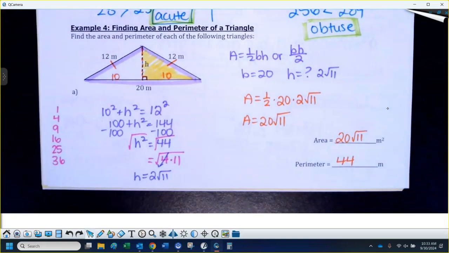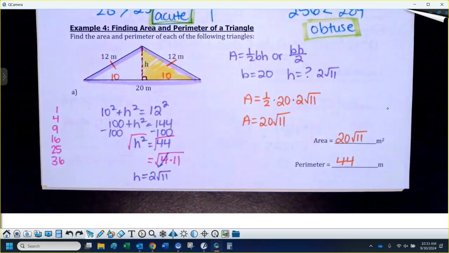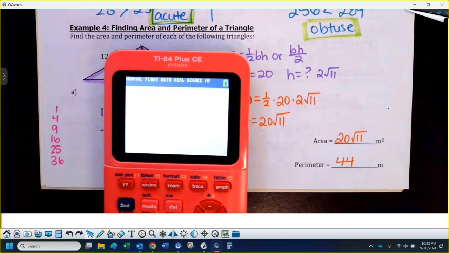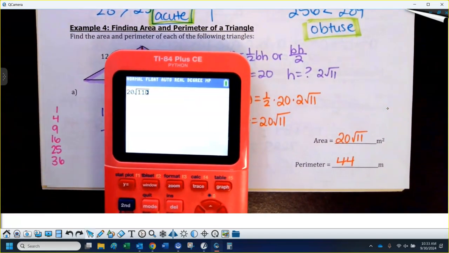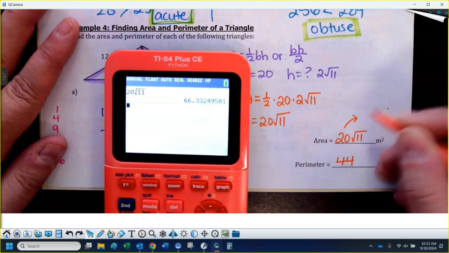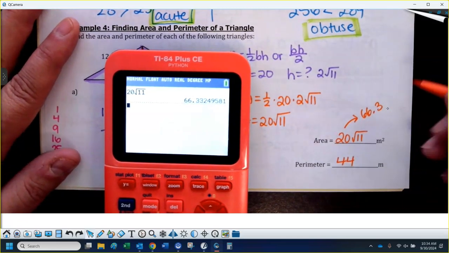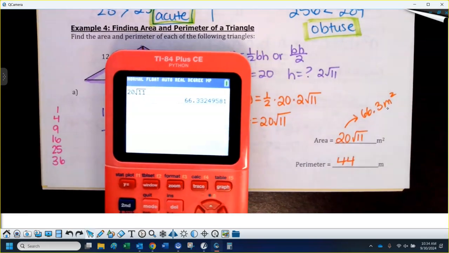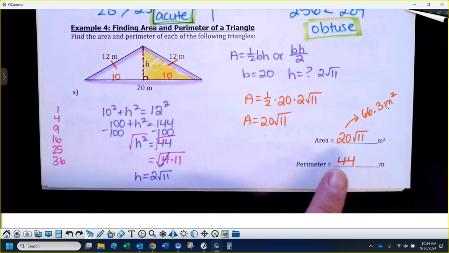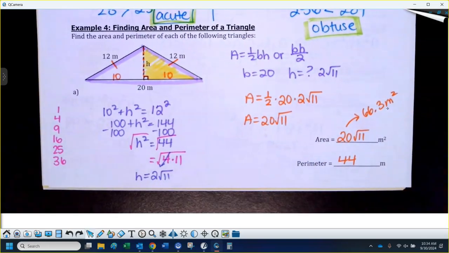11 doesn't break down under the square root, but the questions today are going to ask you to leave it in radical form. Now, if you're thinking that doesn't make a lot of sense to you, you can always check out what the decimal is on the calculator. I'm just doing 20 times the square root of 11. As a decimal, this would be about 66.3 meters squared, just if that makes a little bit more sense to you. But most of the questions are going to ask you to leave it in radical form because that's considered an exact answer and I'm not rounding anything.